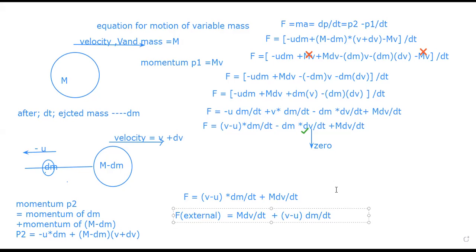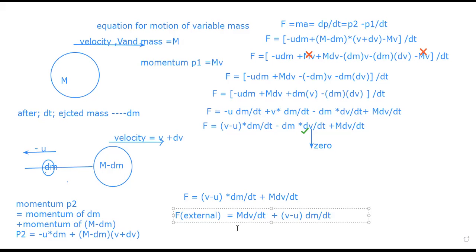In this equation, the external force equals the thrust acting on the system, plus m dv by dt. This is the force applied on the system. dv by dt is the acceleration of mass m. So this is the final equation. Okay, so this is about the motion of the variable mass.